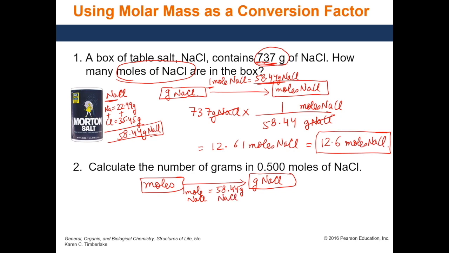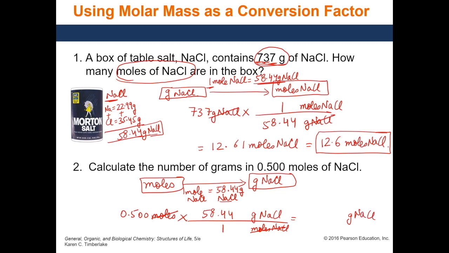Now you start with what's given, which is moles. So it is 0.500 moles. I want to cancel the moles, so I divide by moles of NaCl and multiply by the other side, which is grams of NaCl. Plug in the numbers. Mole is 1, grams is 58.44 grams. Moles and moles got cancelled. Our answer is in grams of NaCl.